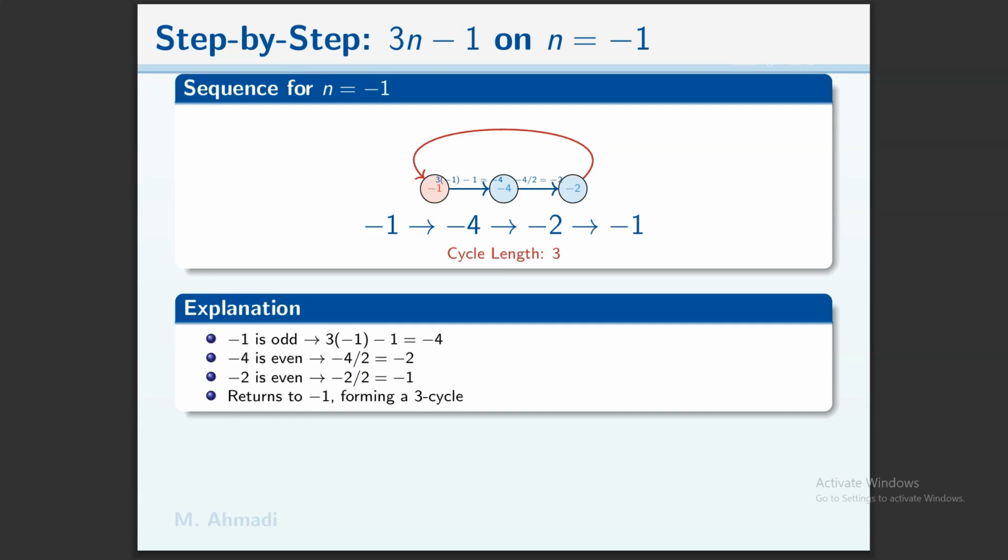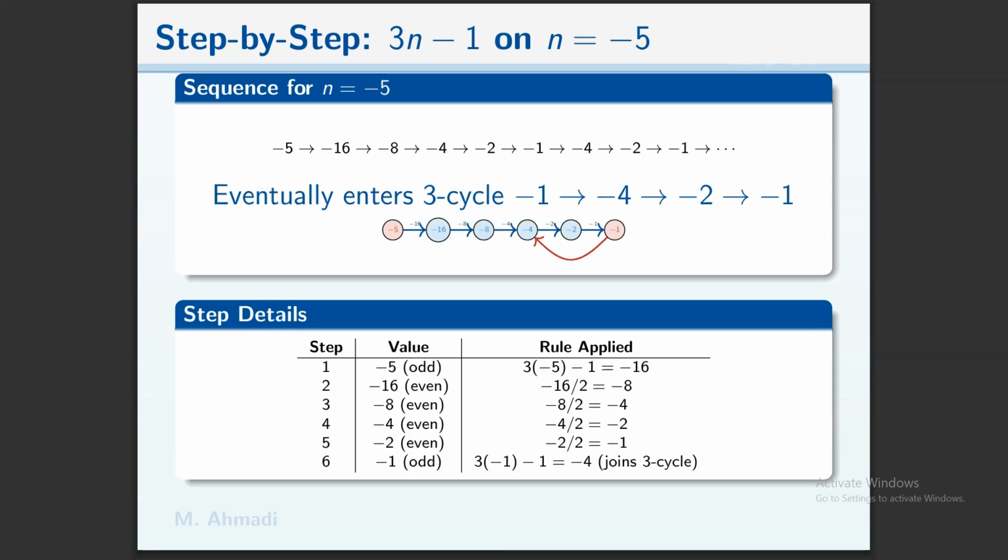Here we can see the step by step for 3n minus 1. If n is minus 1, and minus 1 is odd, then the result is 3 multiplying minus 1, which is equal to minus 4. Minus 4 is even, then minus 4 divided by 2 is minus 2. Minus 2 is even, then the result is minus 1. We get back to minus 1, forming a 3 cycle. Here we can see the cycle with 3 steps.